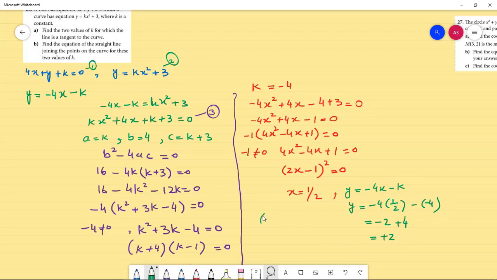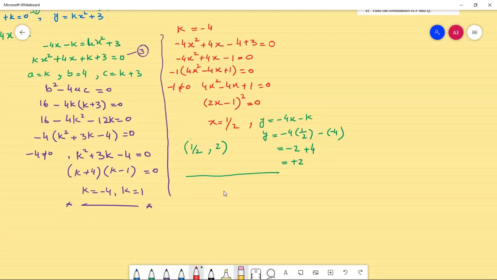So the coordinate of when k is equal to -4, the intersection point is 1 by 2 and 2. Look at this. Now we take k is equal to 1. So put this value into the third equation. So this will become x square plus 4x plus 1 plus 3 equal to 0. x square plus 4x plus 4 equal to 0. Then this is x plus 2 whole square equal to 0 and x is equal to -2.